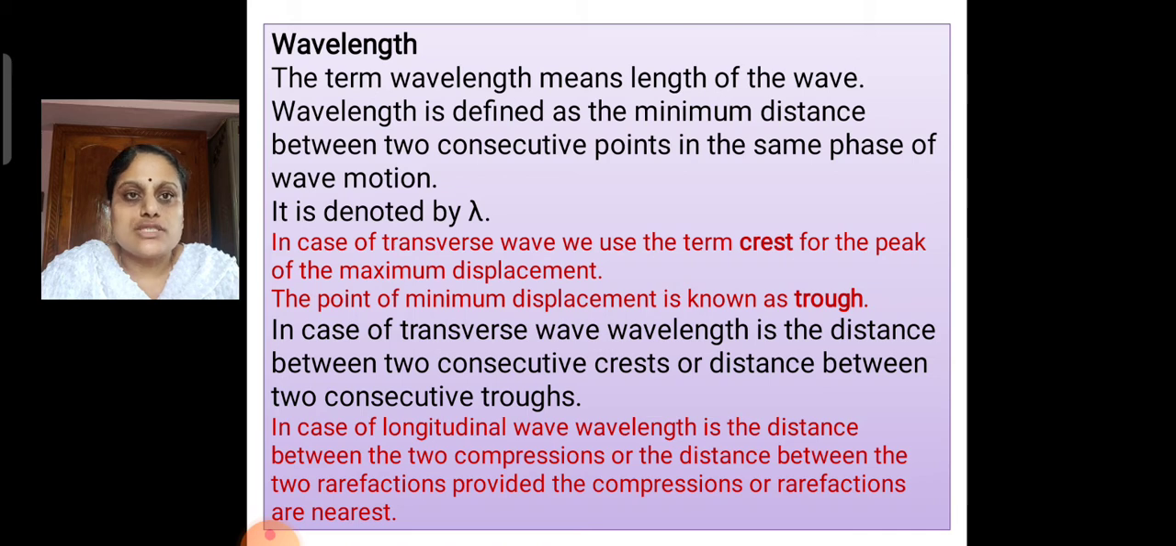In the case of a transverse wave, we can use the term crest for the peak of maximum displacement and the term trough for the point of minimum displacement. So in the case of a transverse wave, wavelength is defined as the distance between two consecutive crests or the distance between two consecutive troughs. In the case of a longitudinal wave, wavelength is the distance between two compressions or the distance between two rarefactions, provided the compressions or rarefactions are nearest.